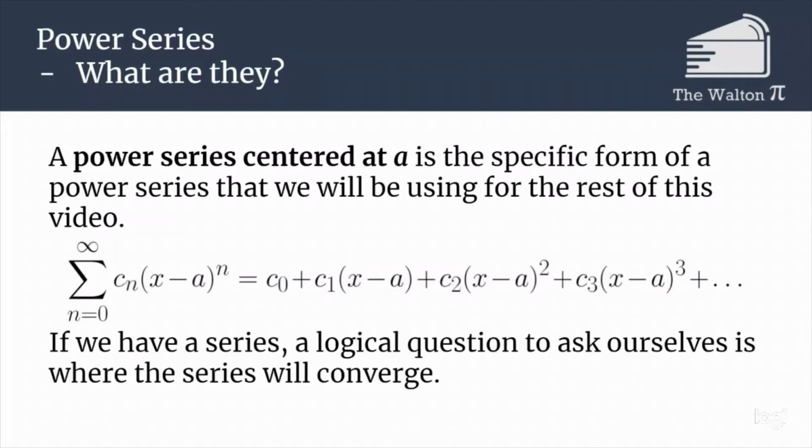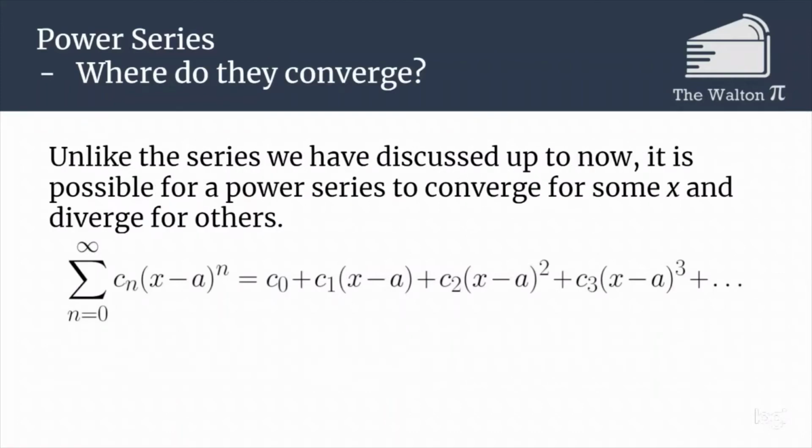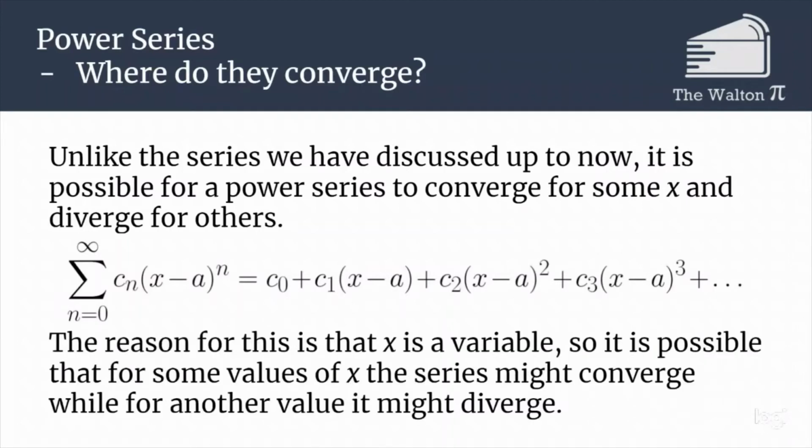So if we have a series, the next question that we probably would ask ourselves is where this series is going to converge. So unlike previous series that we've talked about, it is possible for a power series to converge at some values of x and diverge at other values of x. The reason for this is x is a variable, so suppose if x is 20, then that series might converge, but if x is 10, then the series might diverge. So depending on the value of x, we are going to get different results if we are testing for convergence or divergence.